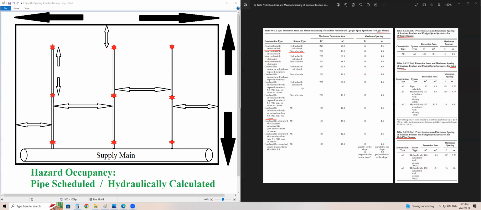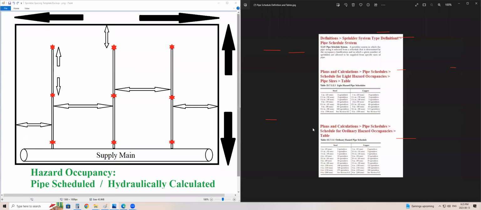So I'm going to quickly jump to a chart. Let's delete all of this, clear our drawings. So here is the definition of a pipe schedule system. I should have actually just jumped to this before I started explaining, because I already did the work for myself. A sprinkler system in which pipe sizing is selected from a schedule that is determined by the occupancy classification, and in which a given number of sprinklers are allowed to be supplied from specific sizes of pipe.